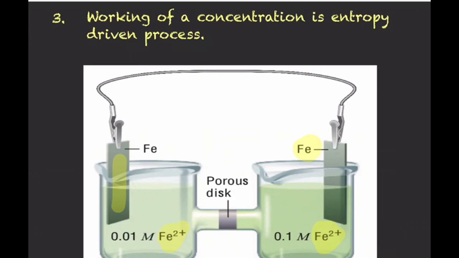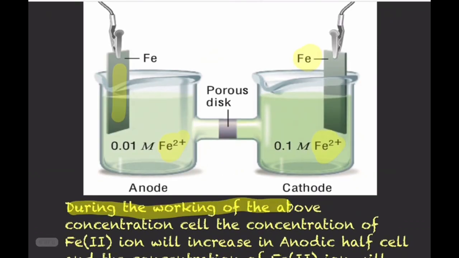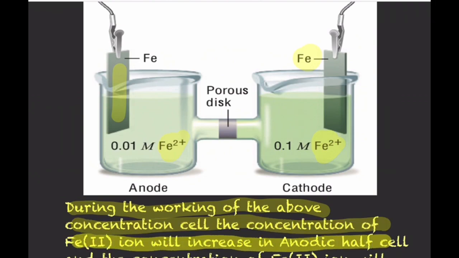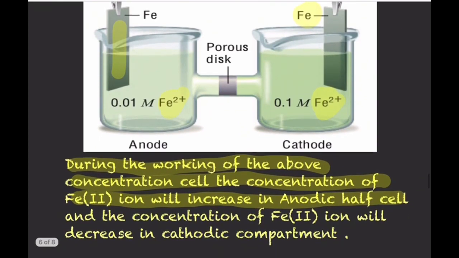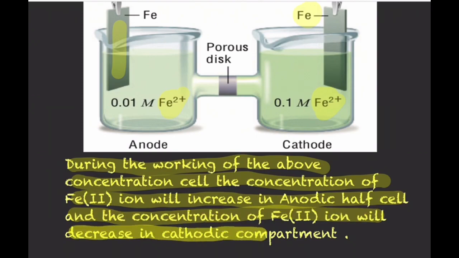And we also know that in a concentration cell, the dilute solution will become concentrated and the concentrated solution will become dilute. So during the working of the above concentration cell, the concentration of the iron ion will increase in the anodic half cell. On the left hand side, this is the anodic compartment where the initial concentration is 0.01 molar, and with time this is going to increase. The concentration of Fe2+ ion will decrease in the cathodic compartment. On the right hand side, the initial concentration is 0.1 molar, and with the working of the cell, the concentration of Fe2+ in the cathodic compartment is going to decrease.